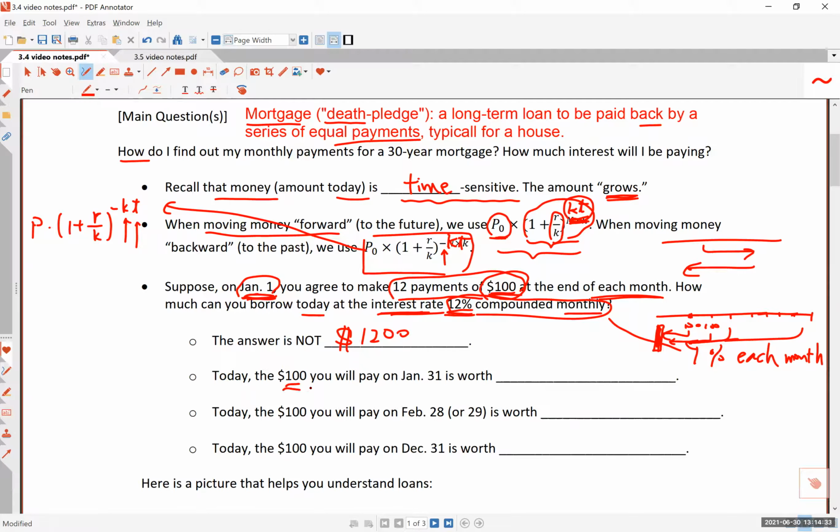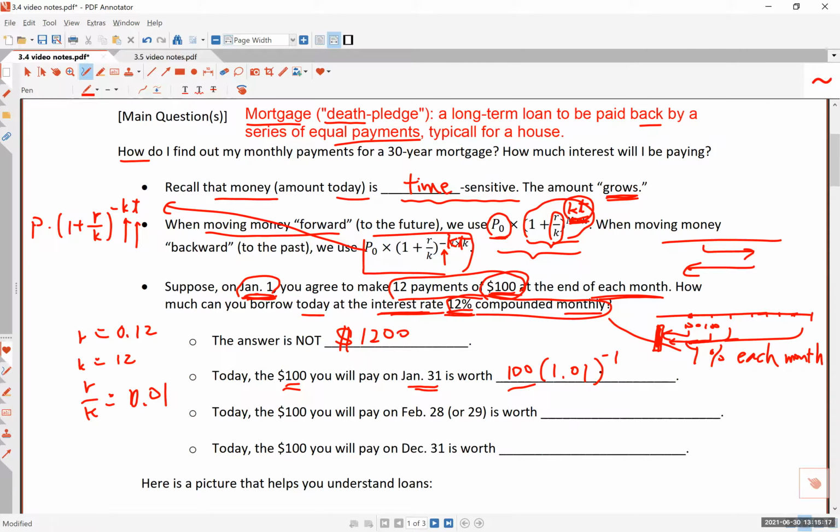All right. So today, the $100 you pay on January 31, a month later, is going to be worth 100 times (1 + R/K) to the negative 1. Okay, sorry, I have a specific number here. R is 12 and K is 12 because it's each month. So R over K is 1, it's 1% per period. So the answer to this is actually 100 divided by 1.01.